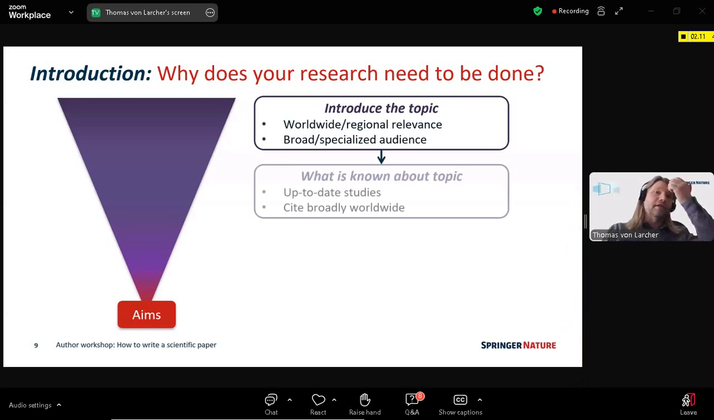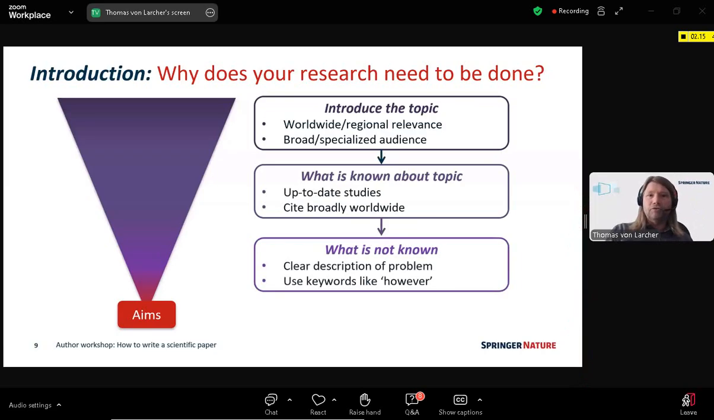And after introducing your topic, you should tell your readers what is known about the topic. And this is, in fact, the literature review, right? And the majority of the introduction. And here you have the chance to demonstrate your expertise and knowledge. And with this, you can establish confidence and greater trust in your work.